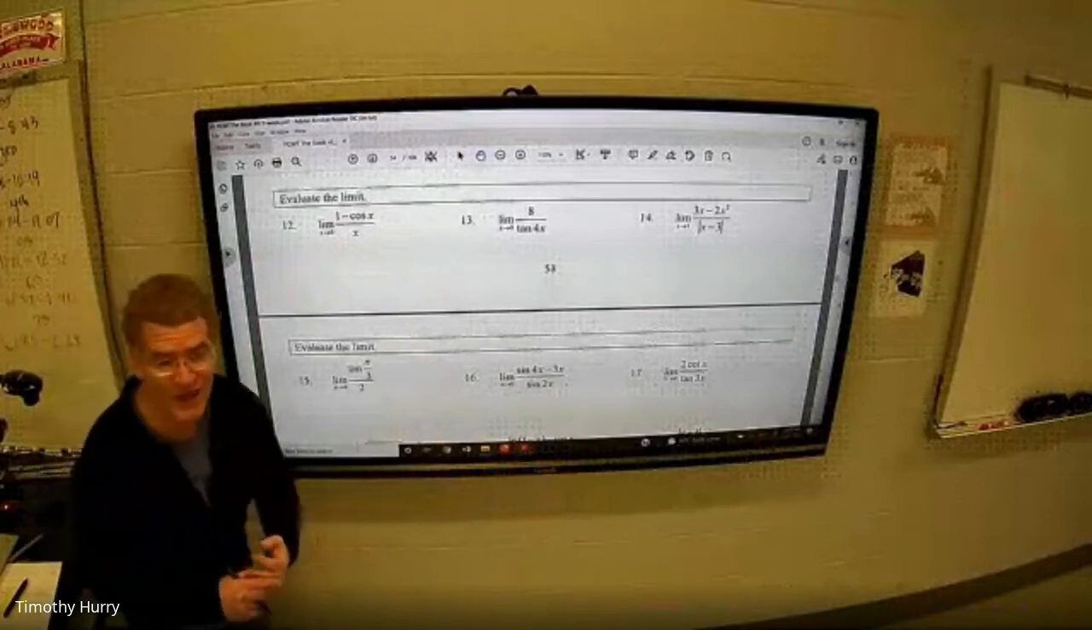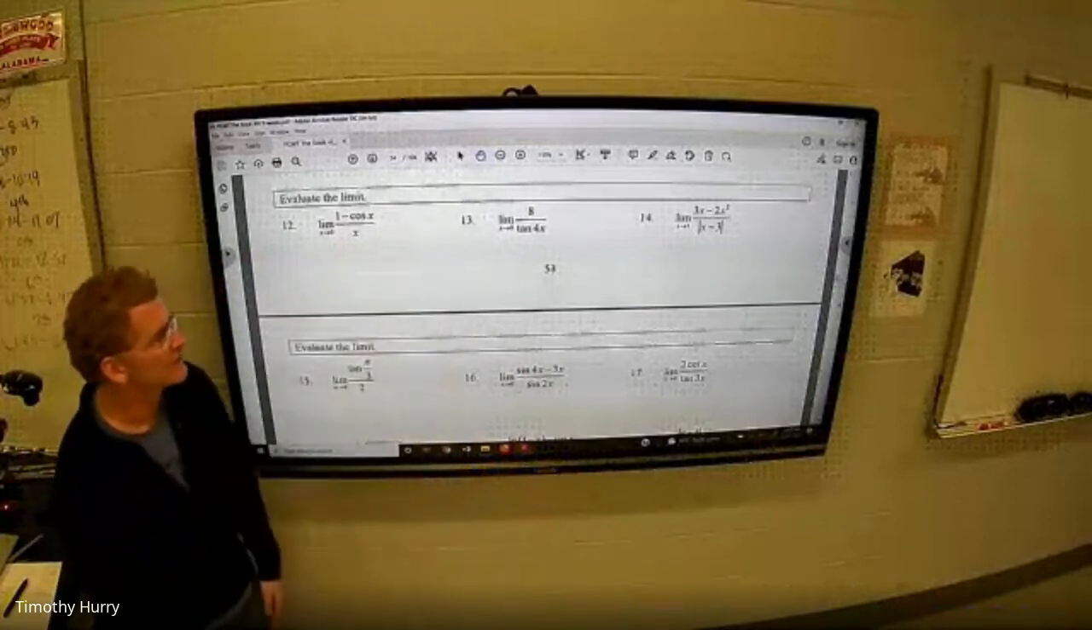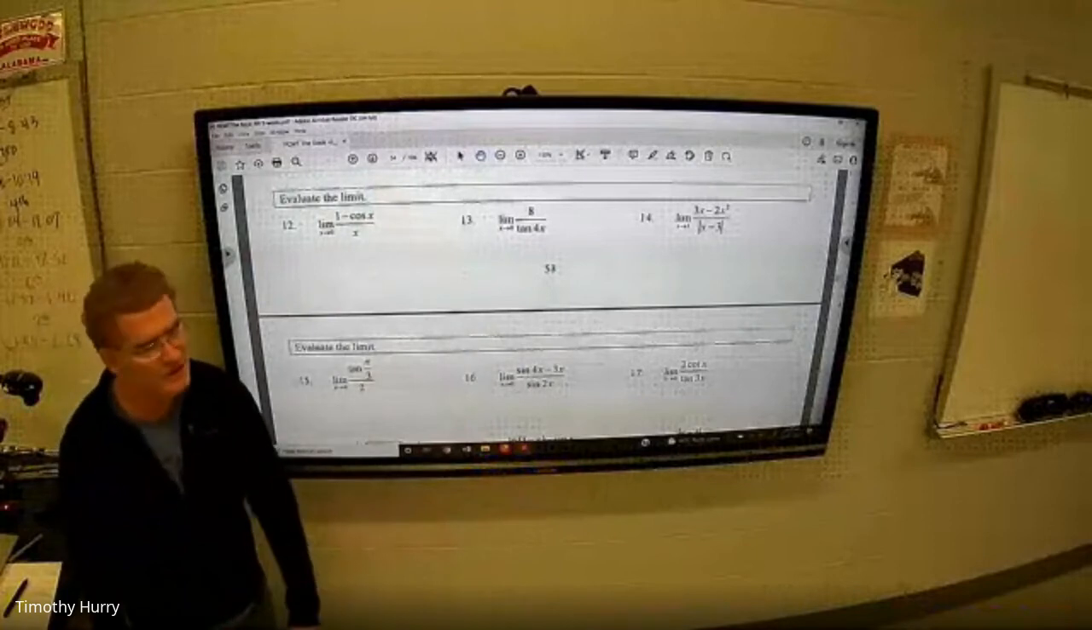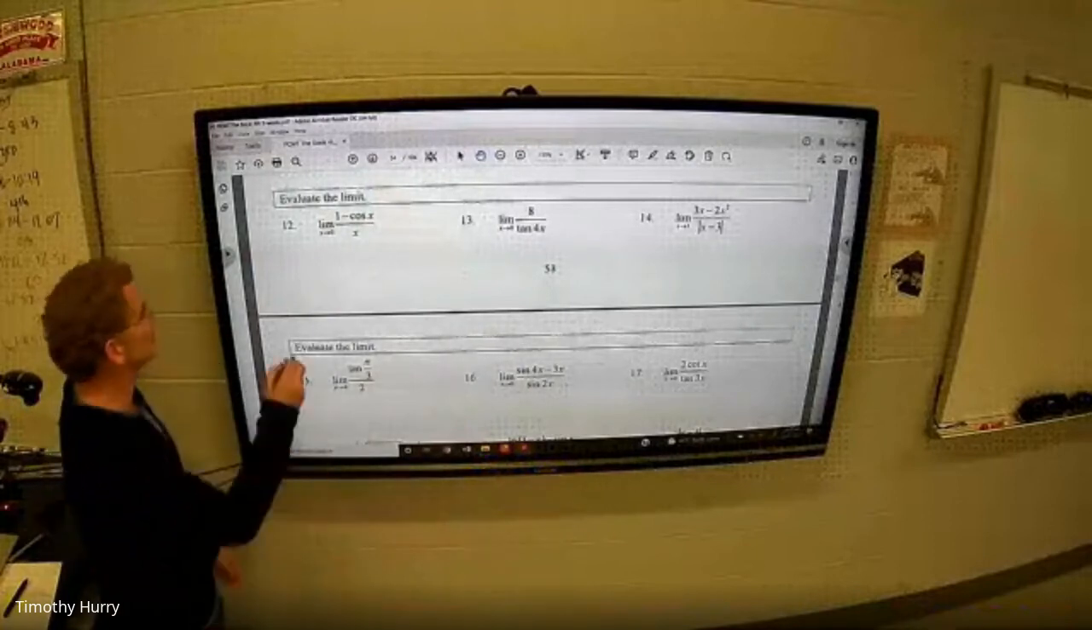Oh, another highly missed question is this. Oh yeah, 8 over 4 equals 2. Tap your brakes. What happens when you plug a 0 in?